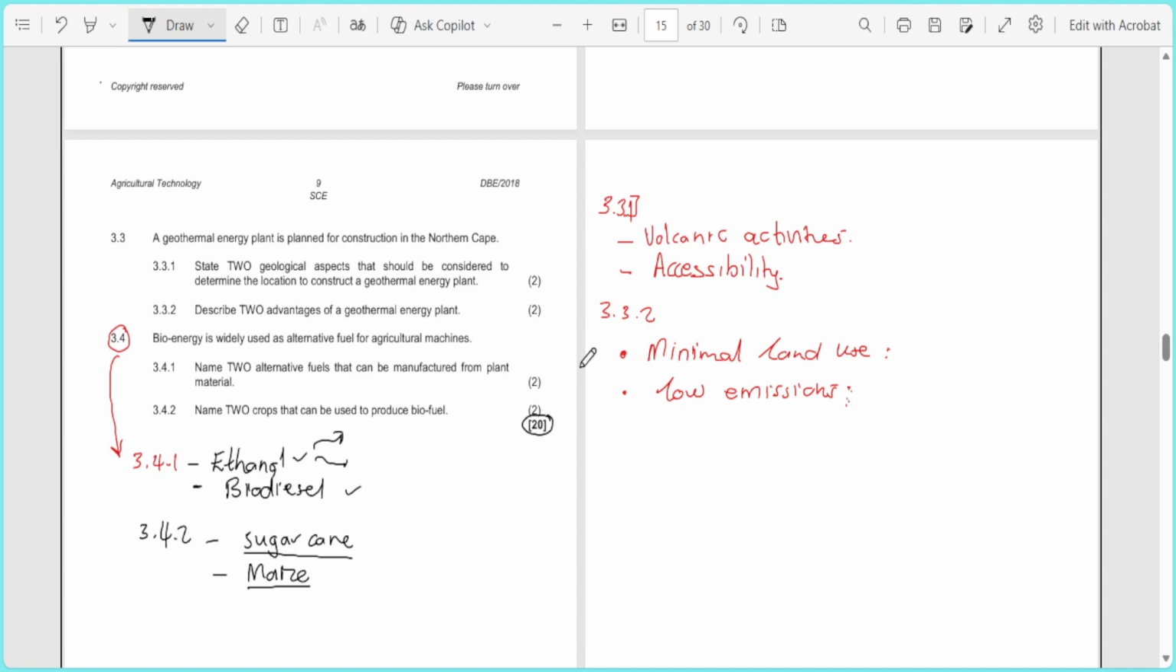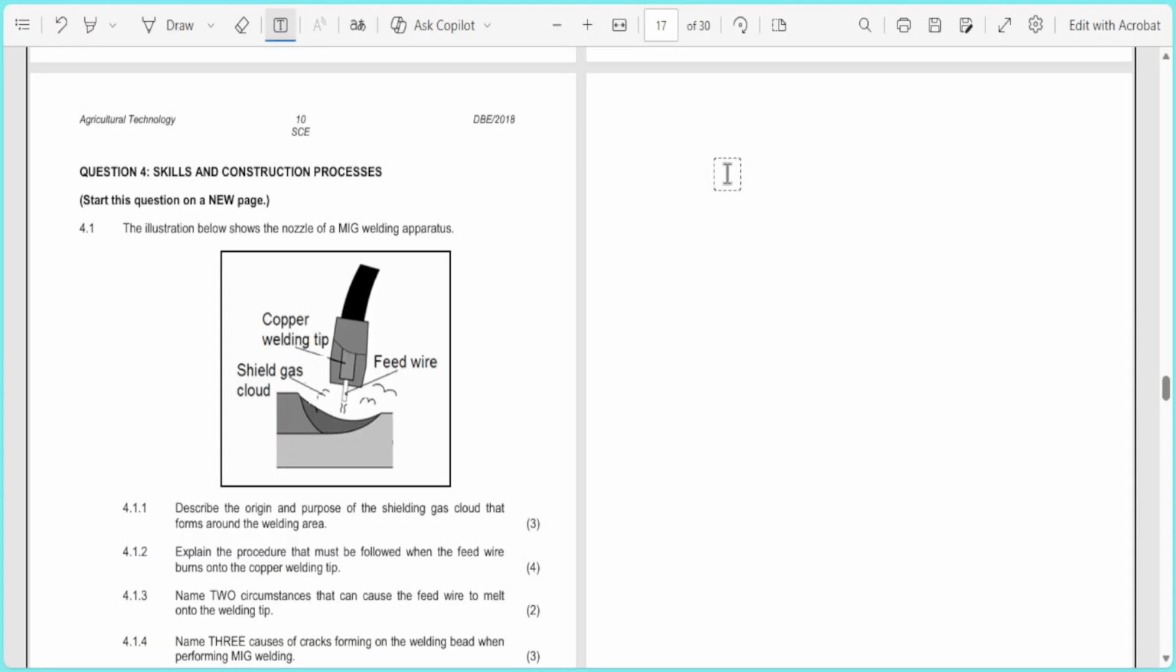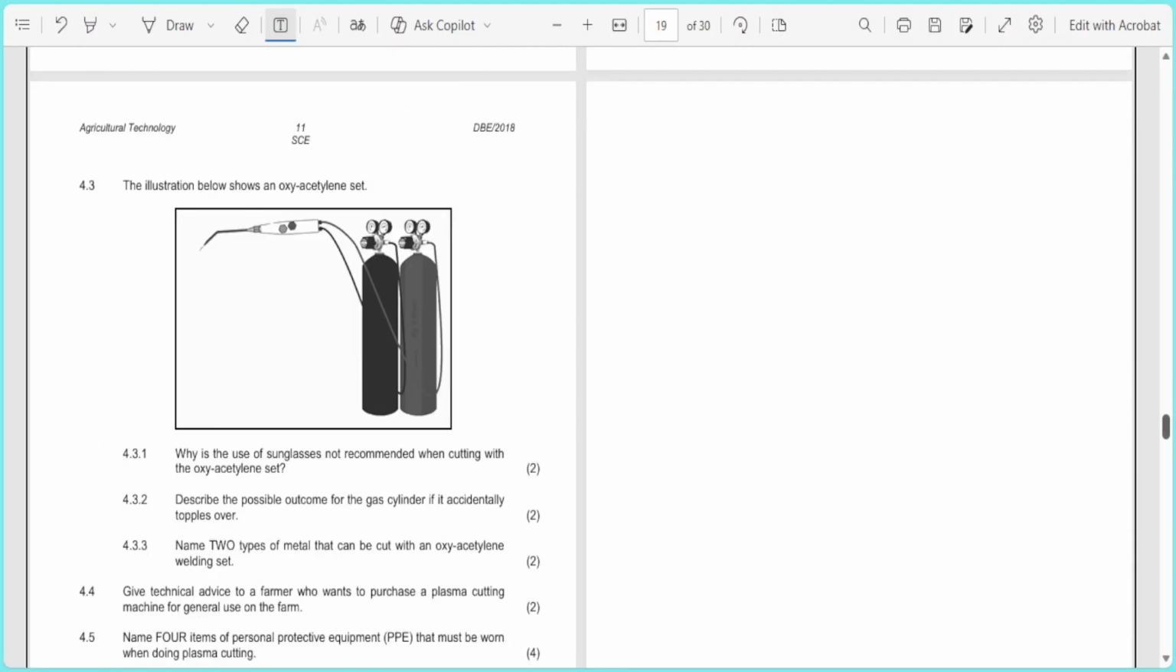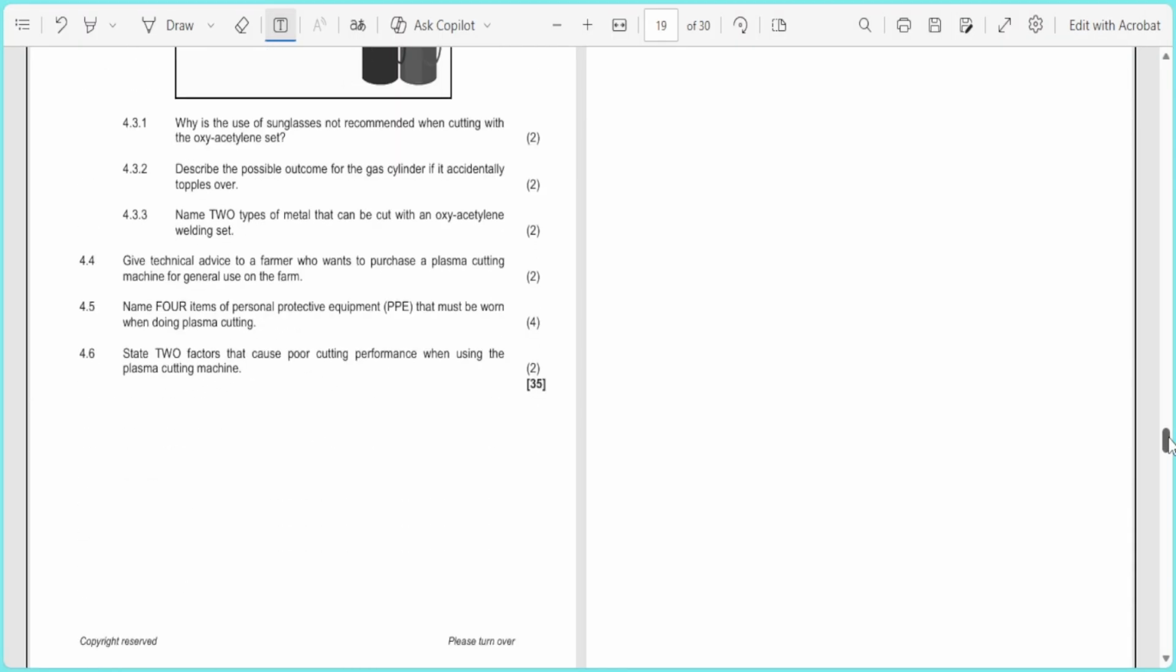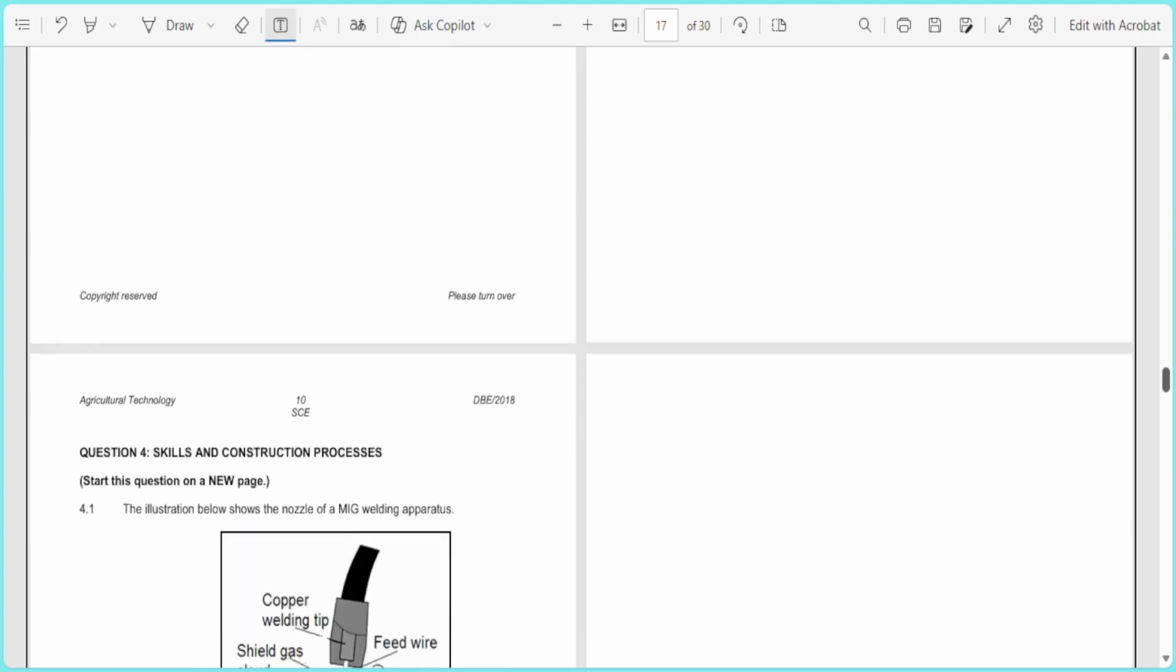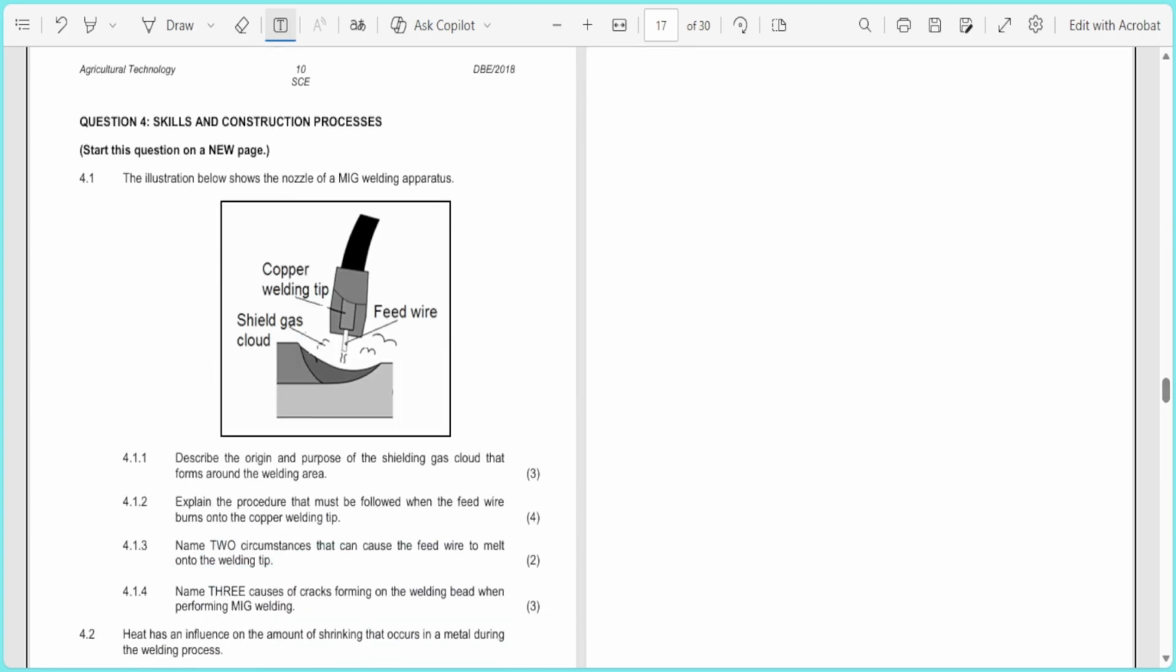Now let's jump to the next question. All right, here's question 4, skills and construction processes. This question 4 starts from 4.1 to 4.2, 4.3, all the way up to 4.6. It's all about the construction processes. For the first question, we are presented with a sketch that shows the nozzle of a MIG welding apparatus as demonstrated here.